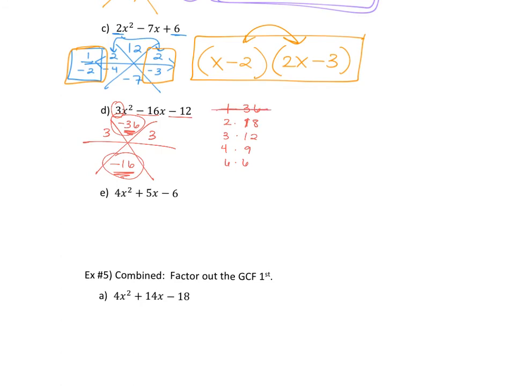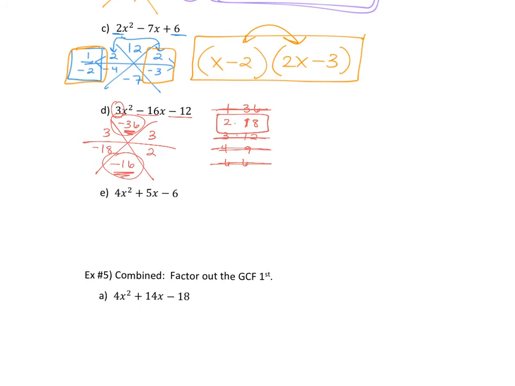Well, this isn't going to get me 16. This isn't going to get me 16. That's not going to get me 16. So it's got to be this, okay, 2 and 18. It's going to be a negative 18 and a positive 2 to get me those numbers.